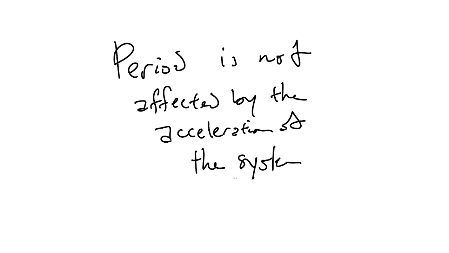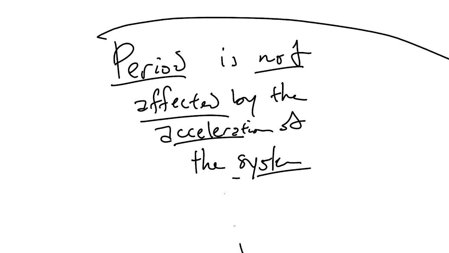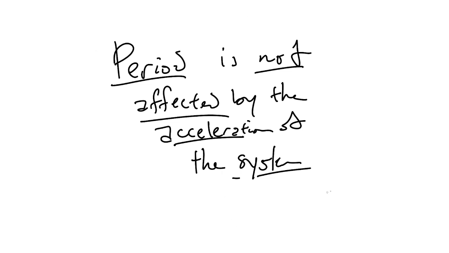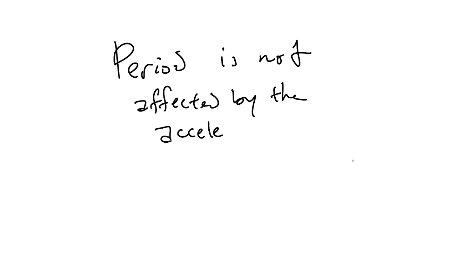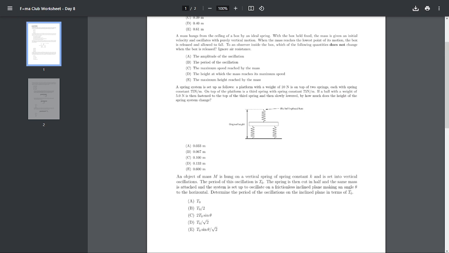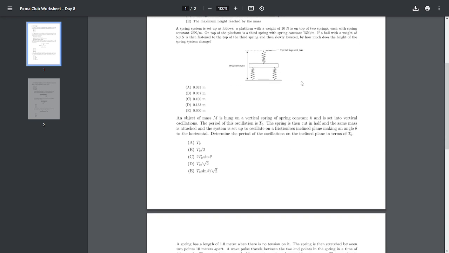This is really important, and we can actually look at the equation and use our brains and realize that the period for the spring mass system is just not going to be affected by the acceleration. And so if we just go back, that was quick, but we can just see that that's going to be the period of the oscillation, so B. Next, a spring is set up as follows: a platform with a weight of 10 newtons is on top of 2 springs, right?